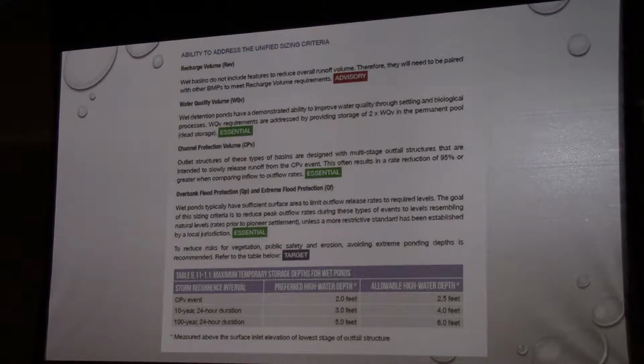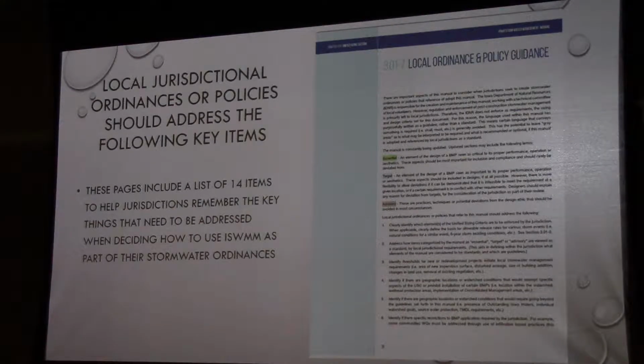An example of what that might look like in the design guidance in the manual is the ability to address the unified sizing criteria, and you can see where they're marked advisory, essential, target, so that you know what the key things are, what's most important, and how to fit them all together when you're looking at your design. The newer chapters have this already inserted in them. The older chapters, this manual thing never ends, we get to go back and add that language. Or as we go forward in adopting these guidance and standards, those are things you'd want to think about.